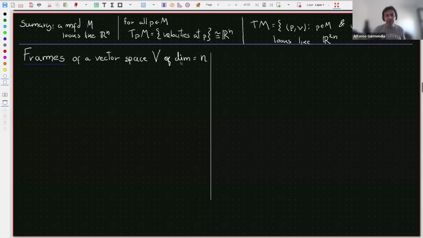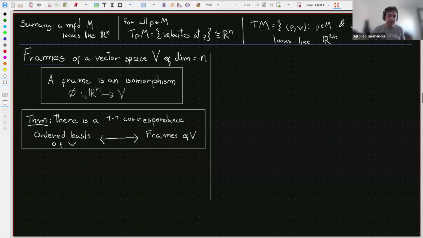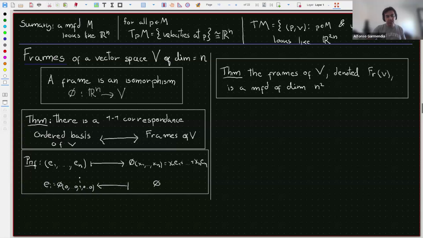So we have a vector space V of dimension n, and the frames of it are the isomorphisms from Rn to V. And in linear algebra, we usually don't use these kinds of terms, but we use ordered bases, and when we are talking about linear algebra, bases are something that is everywhere. So you can think of frames as the same thing as ordered bases for the vector space V. And this one-to-one correspondence is as follows.